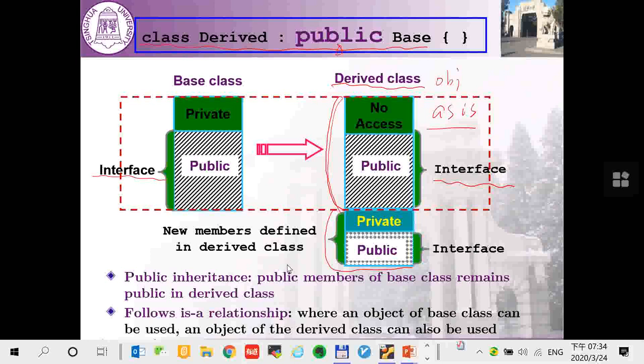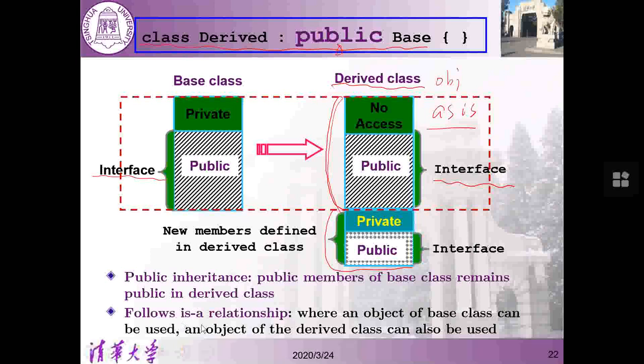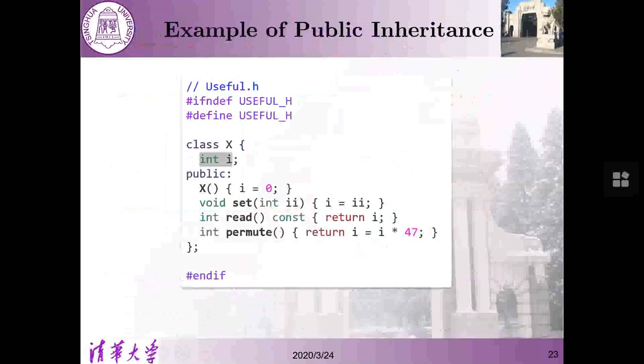This is why it follows the is-a relationship. So where an object of the base class can be used, an object of the derived class can also be used because the interfaces are there, right? It can be accessed as if it is a base class object. So this is public inheritance. This is the most important feature about this. Okay, here's an example.